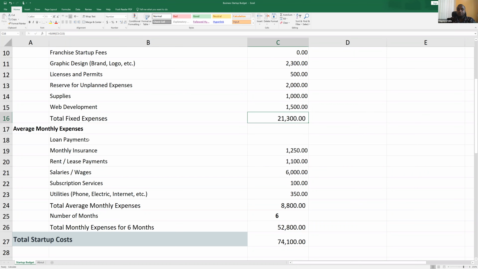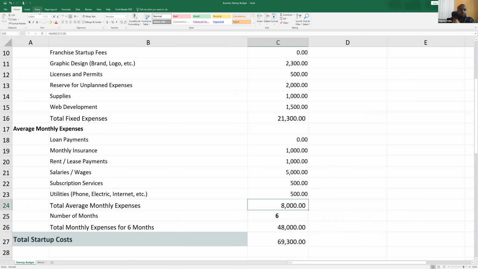The first one now is loan repayment. In case you have any loan, you put it there; if not, 0. You need monthly insurance, right? You pay for the insurance. We can put 1,000. Rent, if you are renting the office space, we can put 1,000 again. Salaries and wages for your workers, we can put 5,000 shillings. Subscription fee, 500. Utility bills, we can put 500 also. Then we have the total average, which is that amount of money, 8,000.